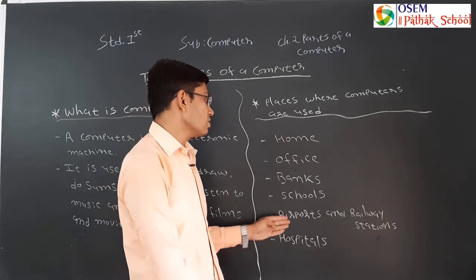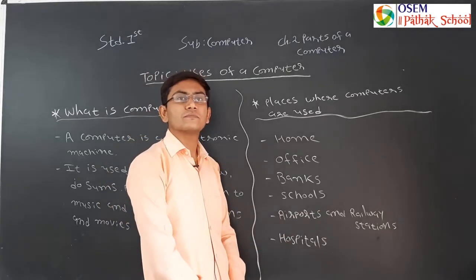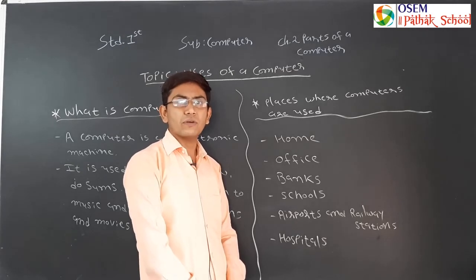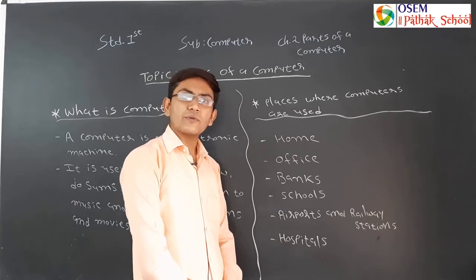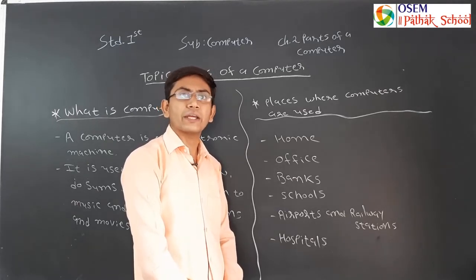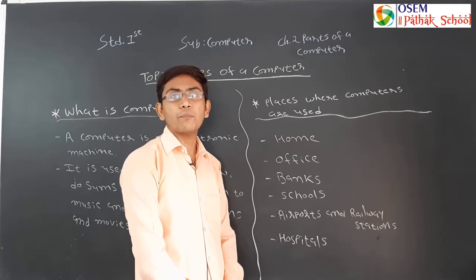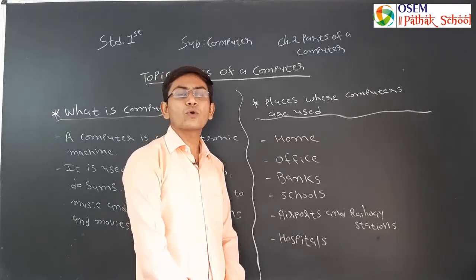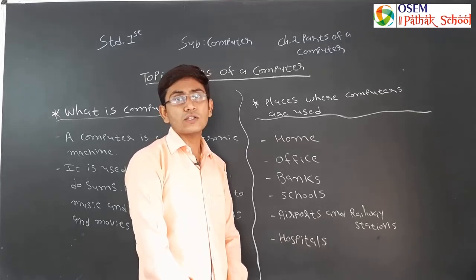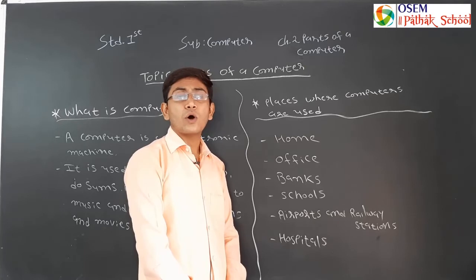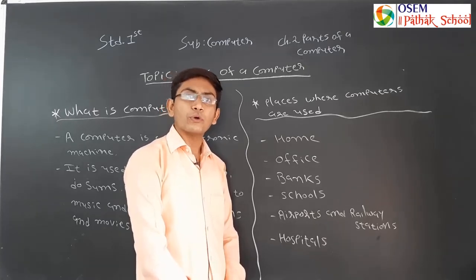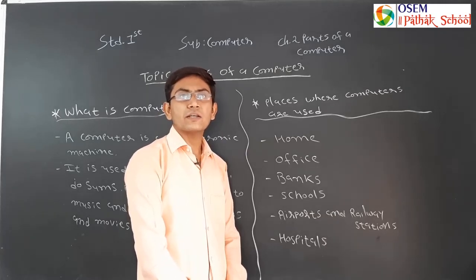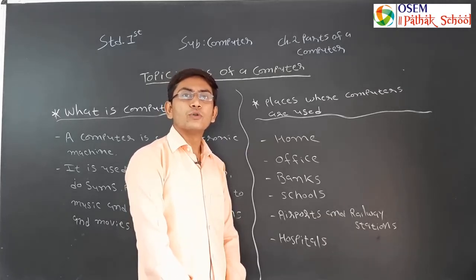Next, airports and railway stations. In airport and railway stations, computers help to make reservation and cancellation of your ticket. For example, if you want to go elsewhere with the help of aeroplane, first you need to do reservation of your ticket, and this is done through computer. It means computer helps you to book a ticket.